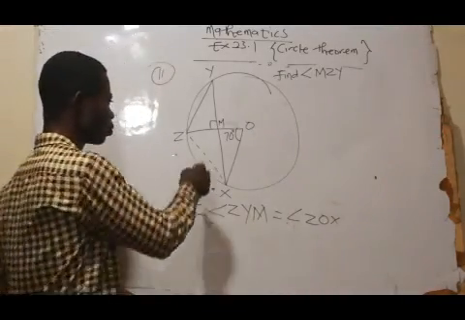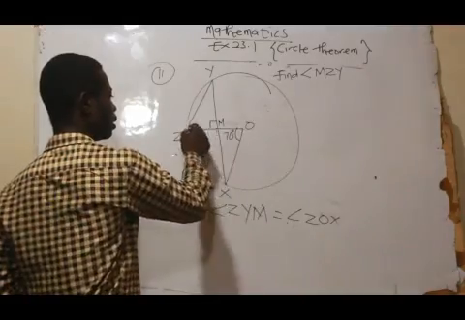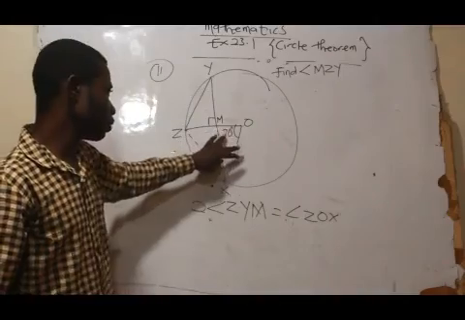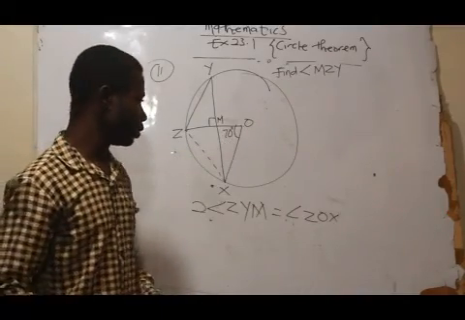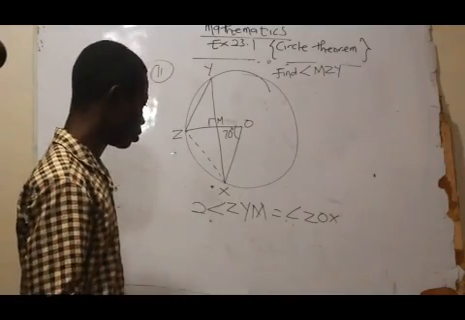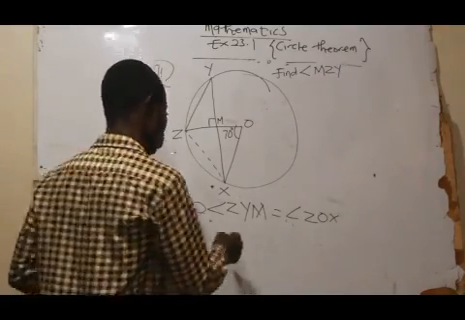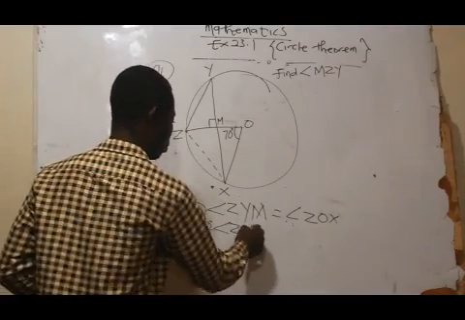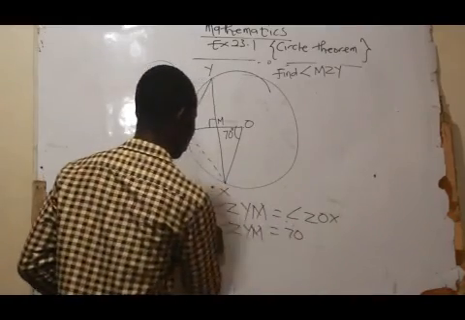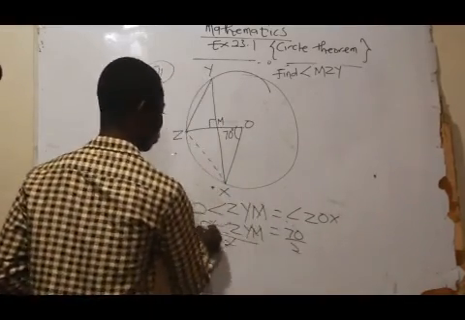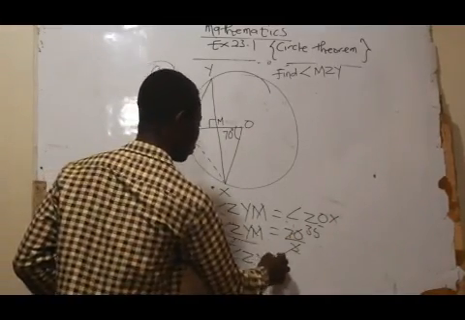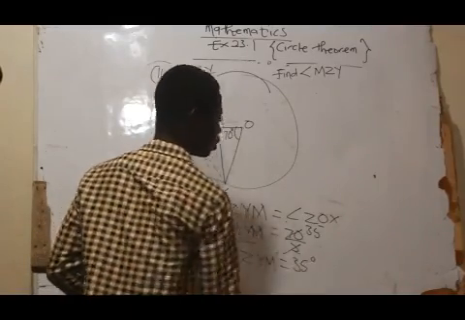Why are we saying that? Because this chord here is subtending an angle at the center. The same chord is subtending an angle at the circumference of the circle. So twice the angle here gives us what? 70 degrees. Okay. Now how do we get ZYM? Okay, we just have to what? Divide both sides by 2. So we have twice of angle ZYM. Well, ZOX is what? 70 degrees. So dividing both sides by 2, angle ZYM equals 35 degrees.